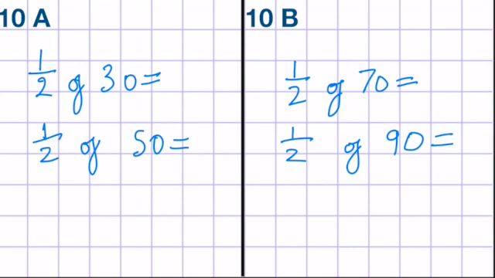Finally, I would like you to write half of each of those numbers. Hopefully you know that by memory, and if not, you'll have to divide them by 2. So hit pause while you work it out. Okay, half of 30 is 15, half of 50 is 25, half of 70 is 35, and half of 90 is 45. If you didn't know those by heart, write them down and ask someone to test you on those for a couple of days so that you know them by heart, because it's very useful.